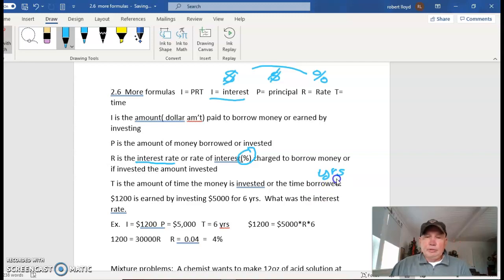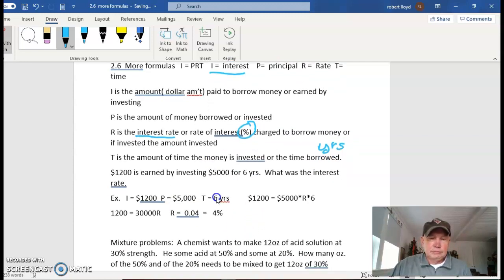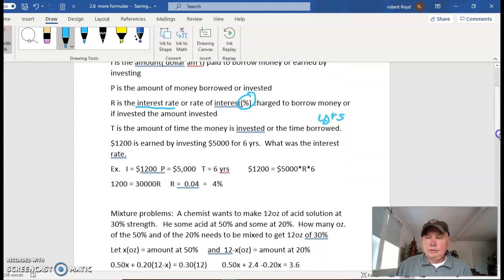So let's take an example. $1,200 is earned by investing $5,000 for 6 years. What is the interest rate? So this has to be a percentage. So the interest is $1,200. The principal, the amount we invested, is $5,000, and the time is 6 years.